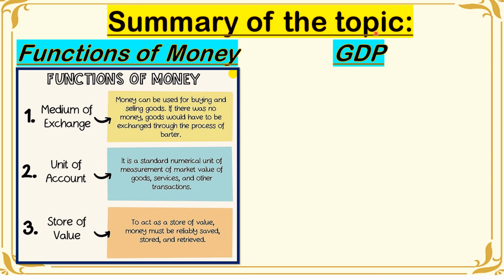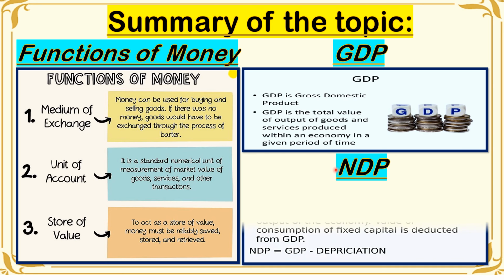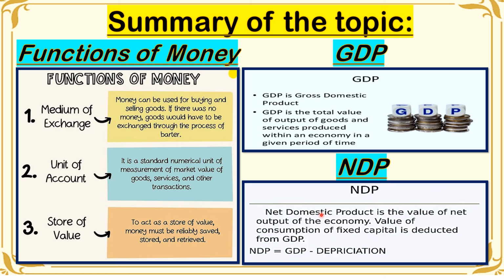We also discussed GDP or gross domestic product. It is the total value of output of goods and services produced within an economy in a given period of time. And the last topic that we have discussed is NDP, which means the value of net output of the economy, where the value of consumption of fixed capital is deducted from GDP. So how are you going to compute for NDP? GDP, you subtract depreciation or the expenses that we use in producing goods and services.